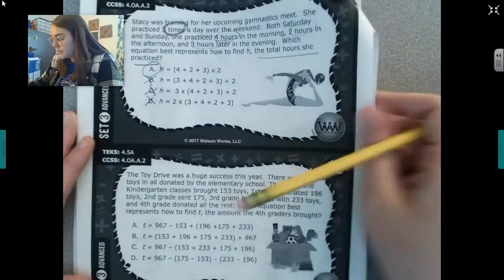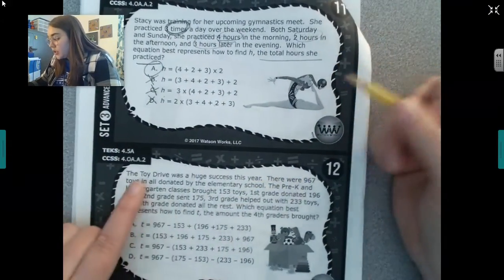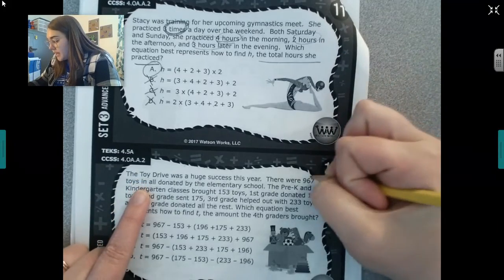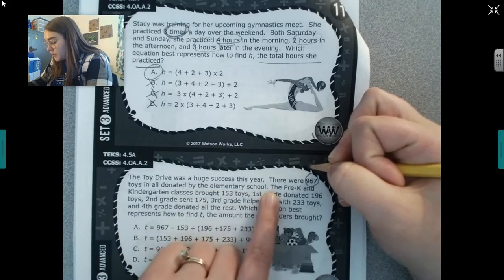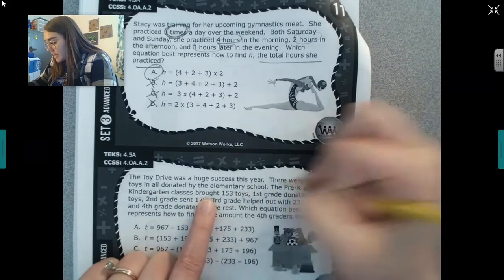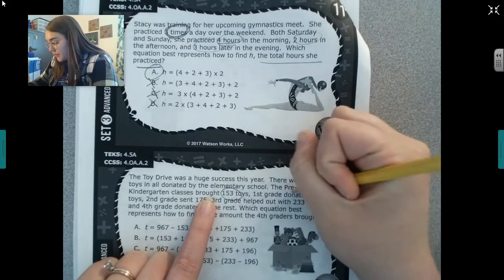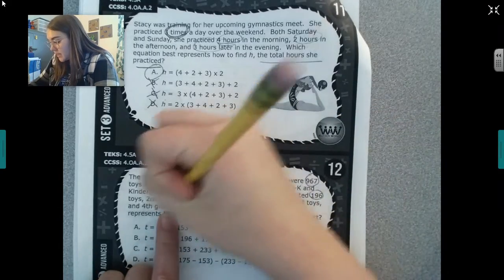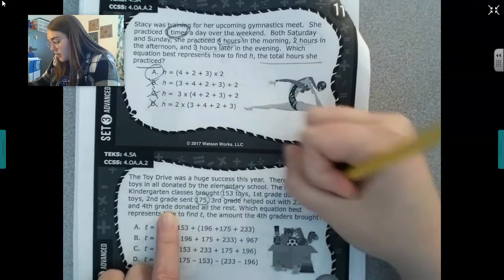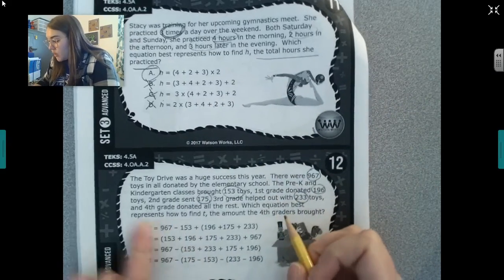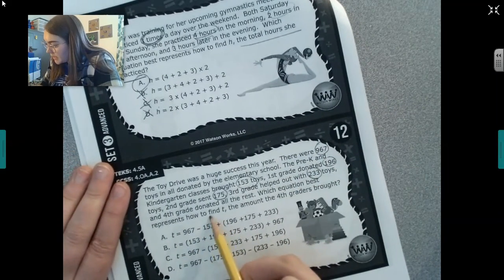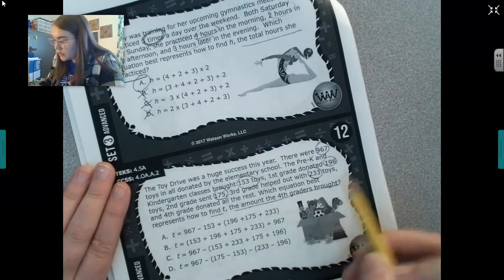So let's read it. The toy drive was a huge success this year. There were 967 toys in all donated by the elementary school. The pre-K kindergarten classes brought 153 toys. First grade donated 196, second grade 175, third grade 233, fourth grade donated all the rest. Which equation best represents how to find T, the amount the fourth graders brought?